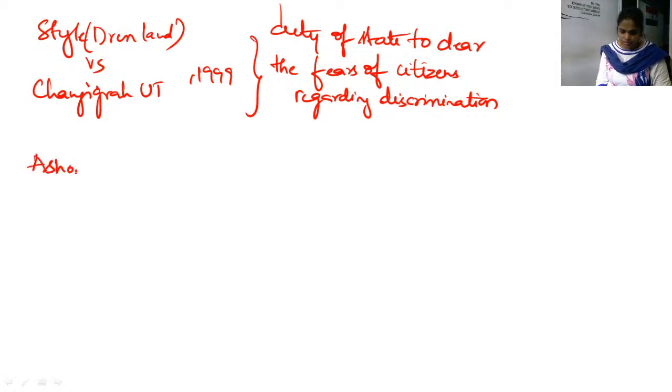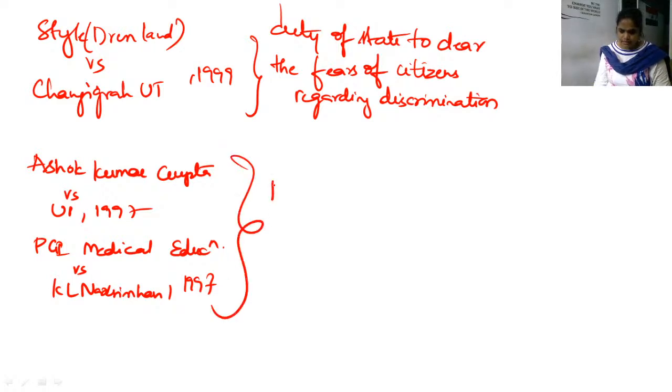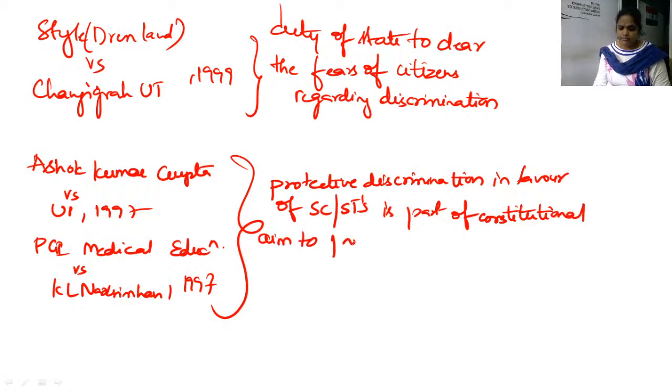And in Ashok Kumar versus, 1997, and PGI Medical Education versus KL Narasimhan, 1997, in these two cases it is mentioned that protective discrimination in favor of SC or ST is part of the constitutional aim to provide social and economic justice.